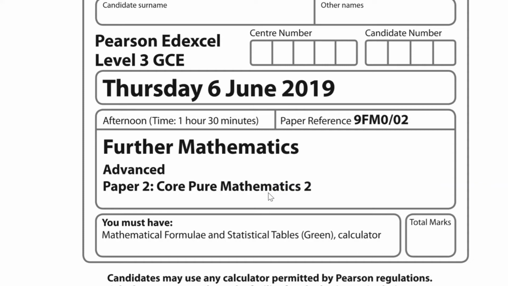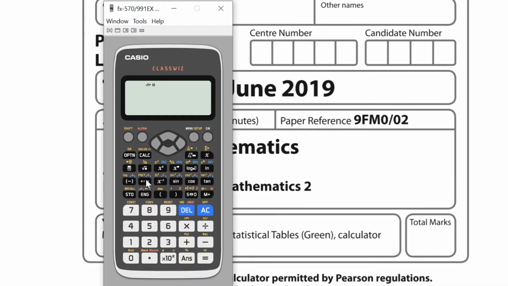Hi guys, this is the EdExcel A-Level Further Maths Paper 2 from the June 2019 series, and this covers the Core Pure Maths section. Do make sure you've got access to the formula book and also a calculator. I recommend using this Casio ClassWiz calculator.